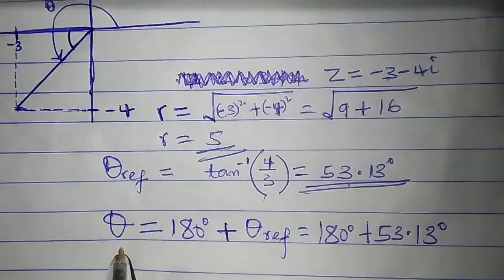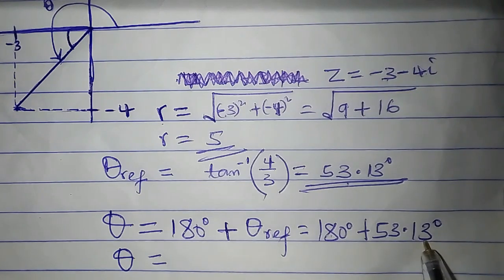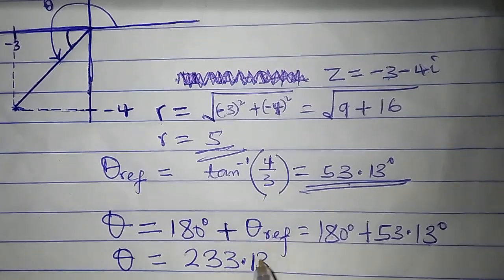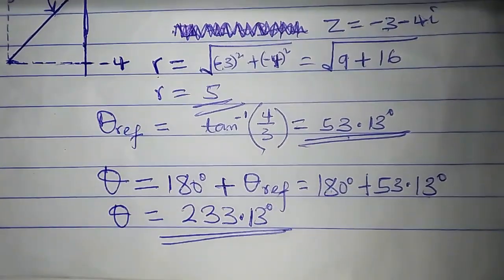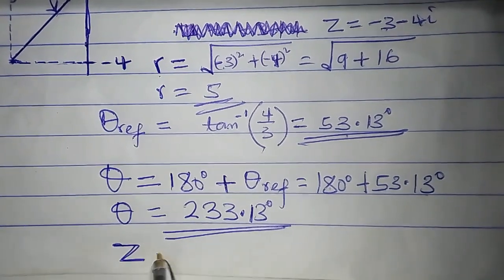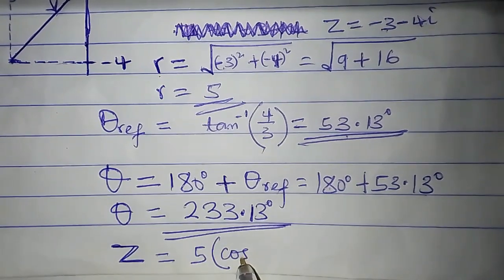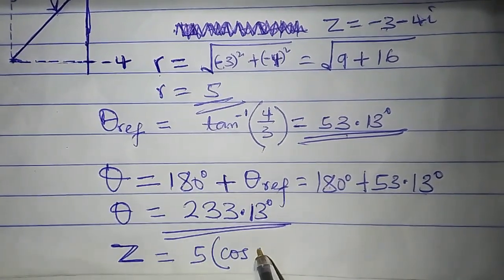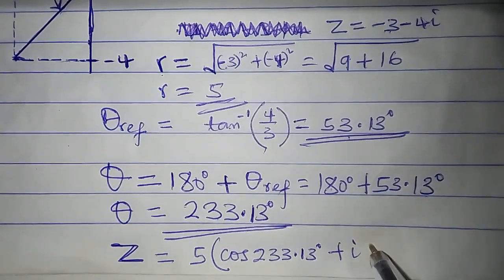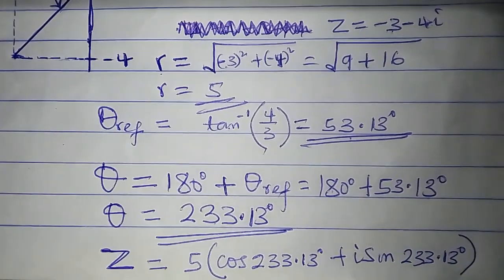53.13 degrees. So the argument is equal to 180 degrees plus 53.13 degrees, which is 233.13 degrees. This is the argument. Therefore, the polar form of this complex number z is equal to r, which is 5, in brackets, cos theta, which is 233.13 degrees, plus i sin theta, 233.13 degrees. This is it.